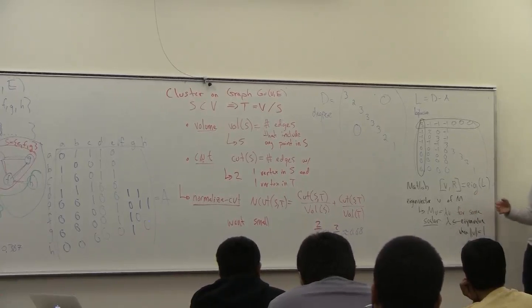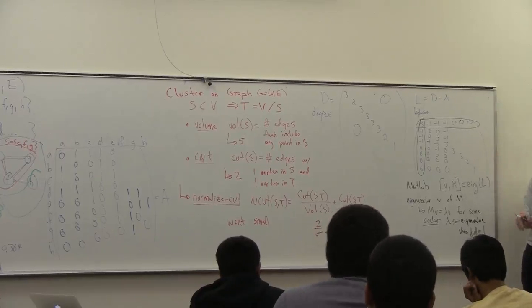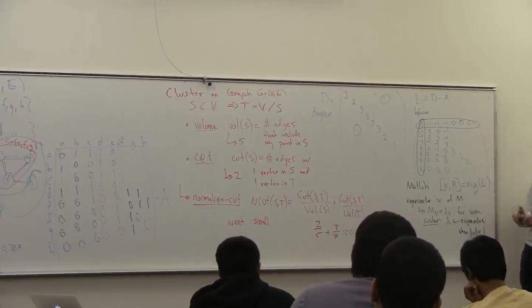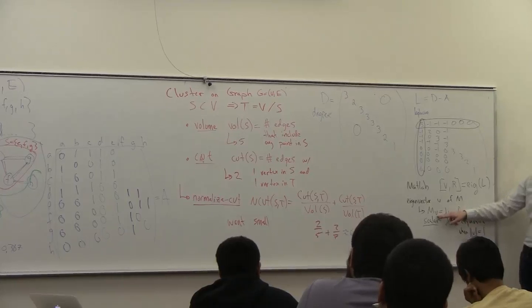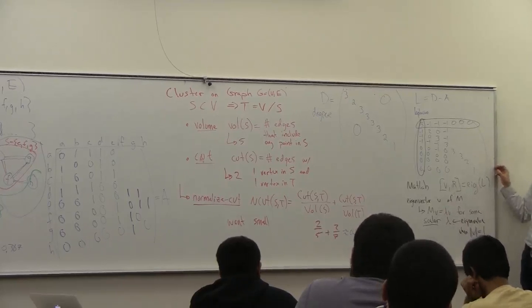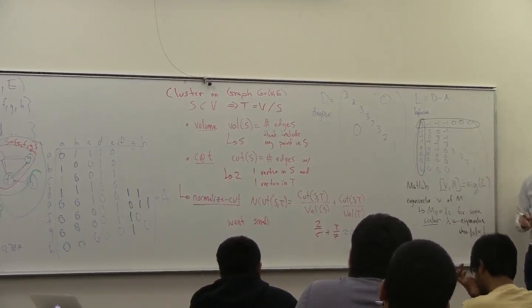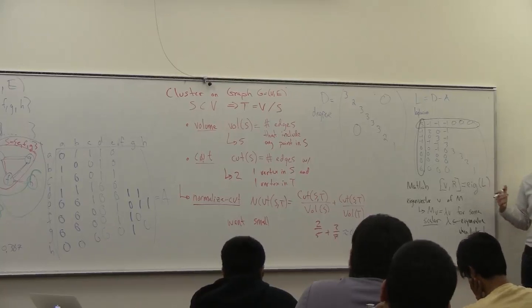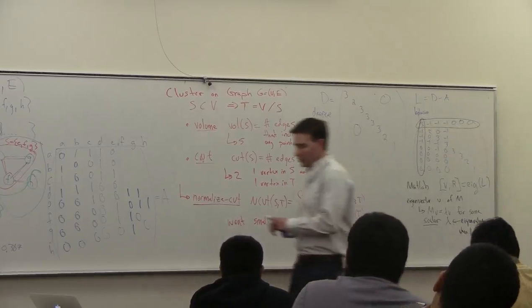If the matrix is full rank, then you're going to have as many of these distinct vectors as you have vertices in the graph that's used to define your matrix. Right.